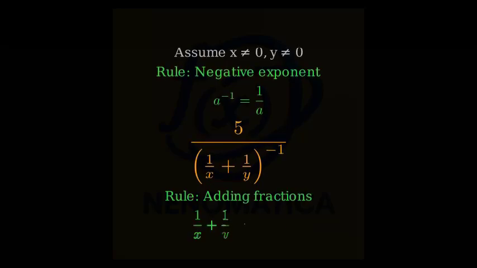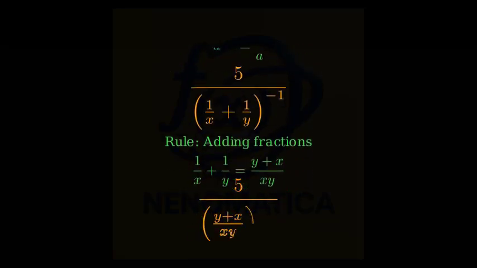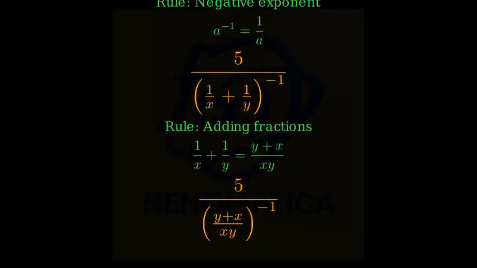1 over x plus 1 over y equals y plus x over xy. Substituting that in, the denominator becomes the quantity y plus x over xy, still to the power -1.